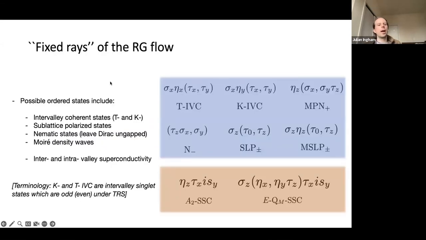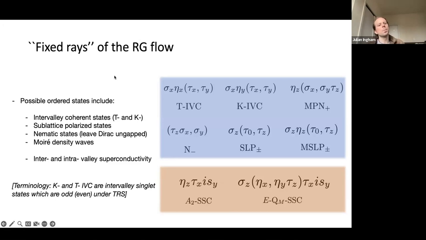the ordered states that come out of this RG analysis include a bunch of things that I will now explain one by one. So the first set of insulating order parameters we get are these IVC states, or intervalley coherent states. And these are particle hole order parameters proportional to tau x or tau y. So they hybridize the two valleys. And we can have either TIVC or KIVC, which basically just denotes whether the order parameter is odd or even under time reversal. So TIVC, even under time reversal, KIVC, odd under time reversal.